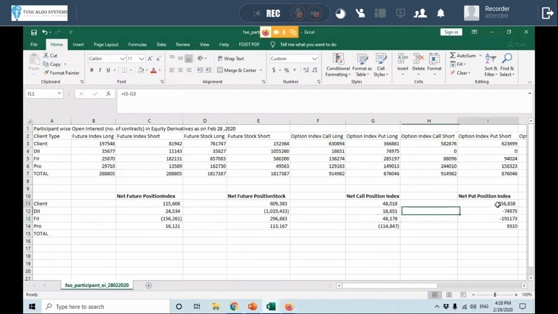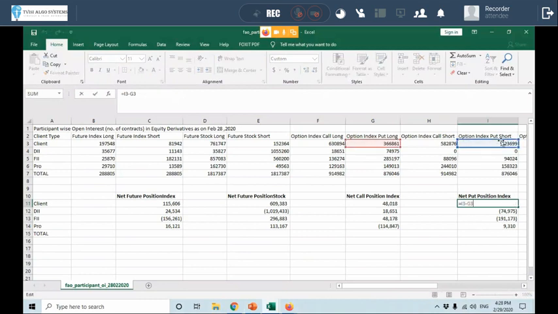Okay, let's look at puts, what they are doing. Let's look at client, what they are doing. They are bullish because they have shorted puts and bought smaller puts. So ultimately they are bullish. DII, they are negative. Look at the FII, FII has bought puts.